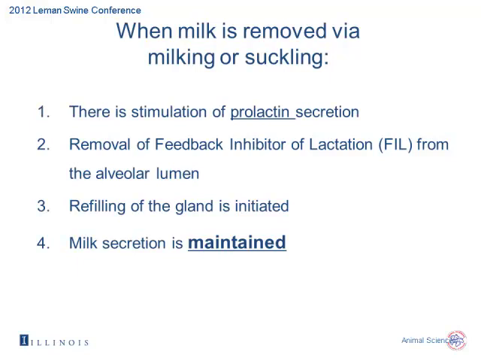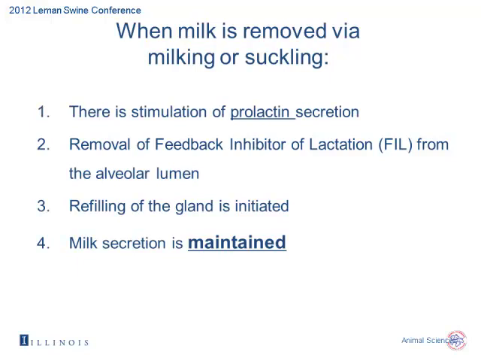And so what we find is that when we remove this feedback inhibitor of lactation, we remove the milk, it allows refilling of the gland and milk secretion is maintained. You'll see here in a few minutes, if that's not the case, milk secretion shuts down. It's self-limiting, so we have to keep removing the milk as we go along. So let's go back and look at a couple of these things. First, I want to talk a little bit about the prolactin, and then we'll get into the fill and the relationship between those things.